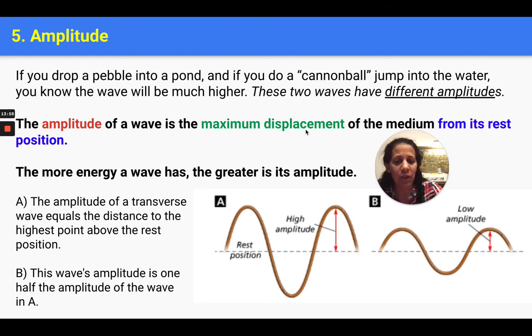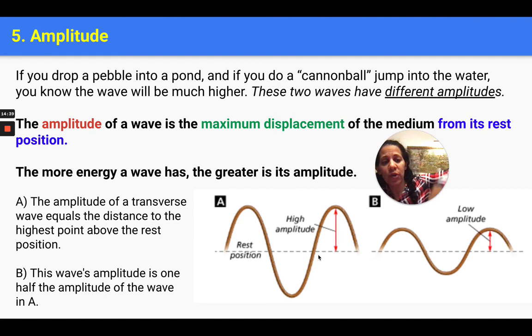So the definition is the maximum displacement, the farthest that it can reach. That means how far it went off from the resting position of the medium, in this case the rope, or in a wave in the ocean would be the water. As it goes, the highest point would be the crests from the resting position. Okay, so again, the amplitude is the maximum displacement, the farthest the medium can go from its resting position. Now, the more energy it has, the higher it will go, or the lower it will go. And in a longitudinal wave, the farther it will go back and forth. Okay? So the more the energy, the more the amplitude. The less the energy, the less the amplitude.